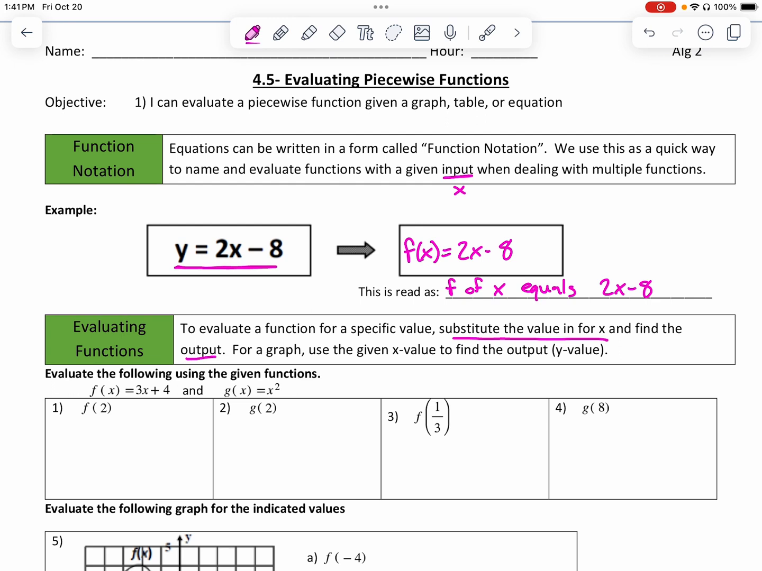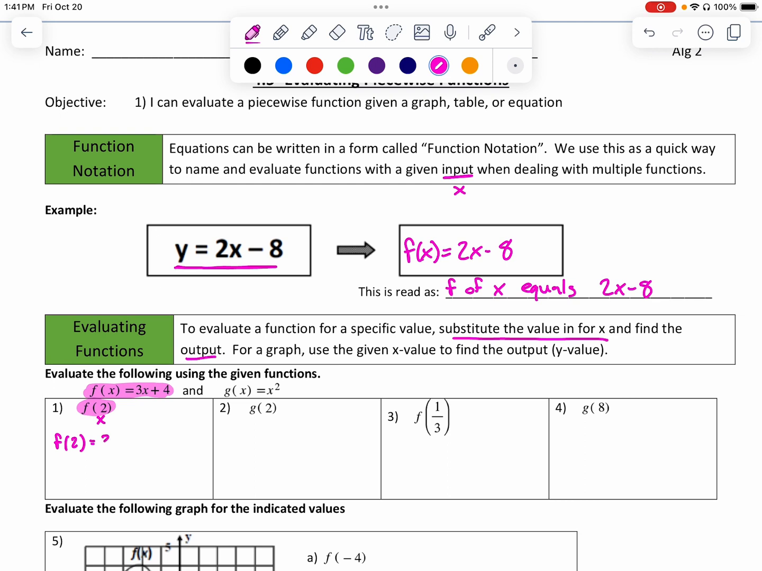Problem 1 says f of 2. What that means is that we're plugging in 2 for the x in the function. F of 2 goes with this f equation, so whenever I see f, I'm going to plug it into there. So f of 2 equals 3 times 2 plus 4. I substituted the 2 in for the x in that equation. 3 times 2 is 6, 6 plus 4 is 10. So my solution is f of 2 equals 10. On a graph, this means the point (2, 10), because the 2 is the input and the 10 was the output.